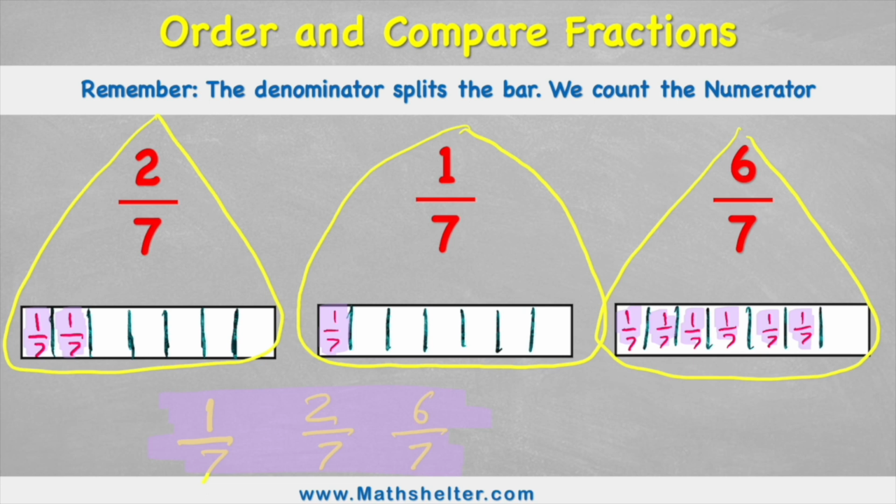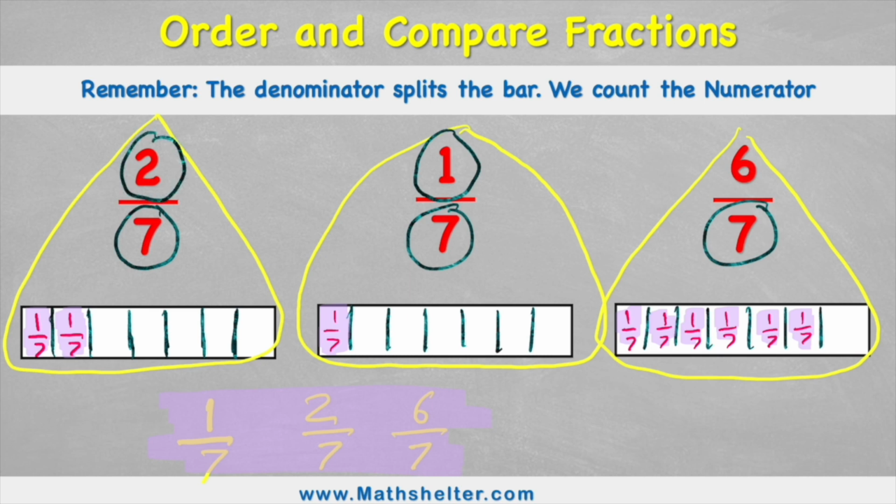then 6/7. And what we should be able to see is that that's pretty easy to see when our denominators are all the same. We have sevenths. So what we can really do is just look at the numerator and just see that this is only 1/7. So that's obviously a very small amount. Then we have 2/7, a little bit more, and then 6/7, nearly a whole chocolate bar.